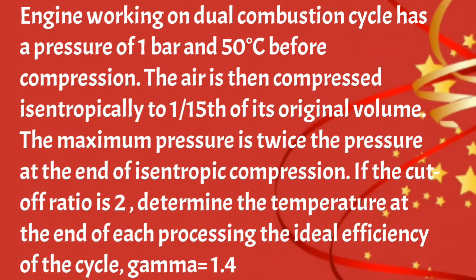I will read what is the given question. Engine working on dual combustion cycle has a pressure of 1 bar and 50 degrees Celsius before compression. The air is then compressed isentropically to 1 by 15th of its original volume. The maximum pressure is twice the pressure at the end of isentropic compression. If the cutoff ratio is 2, determine the temperature at the end of each process and the ideal efficiency of the cycle. Take gamma is equal to 1.4.